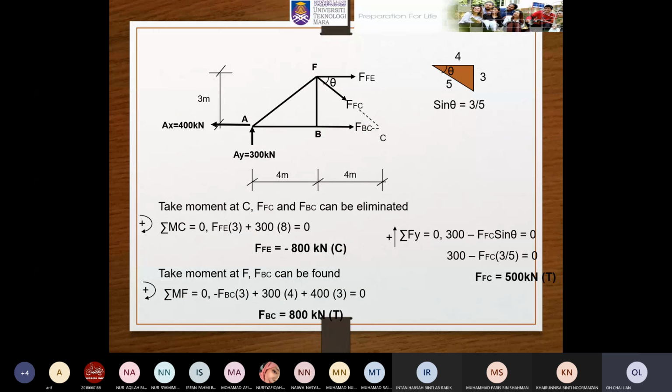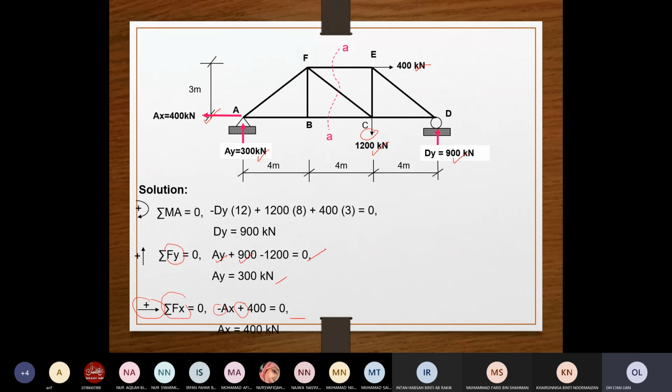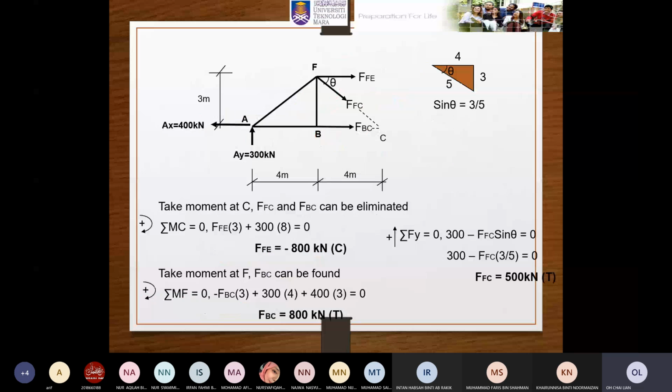Okay, now we go to the section. Just now we have cut the section AA. To draw it, you will analyze either part, I call this part 1 and this is part 2. You can analyze either part. In this example, we show part 1. You need to make sure this part 1 is in equilibrium.